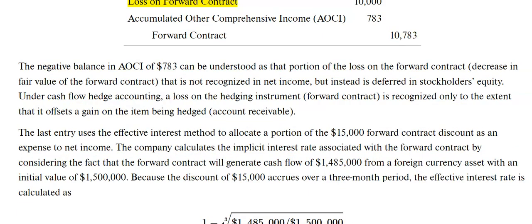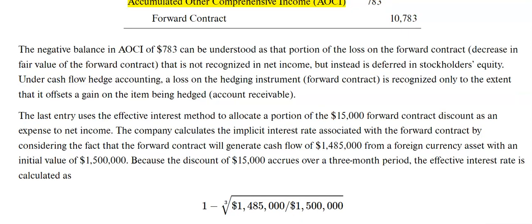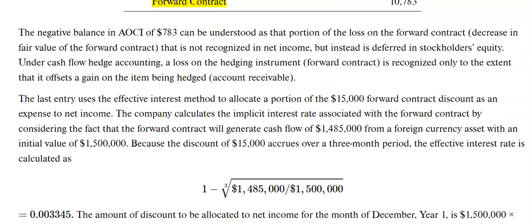Loss on forward contract, $10,000. Accumulated other comprehensive income, AOCI, $783. Forward contract.